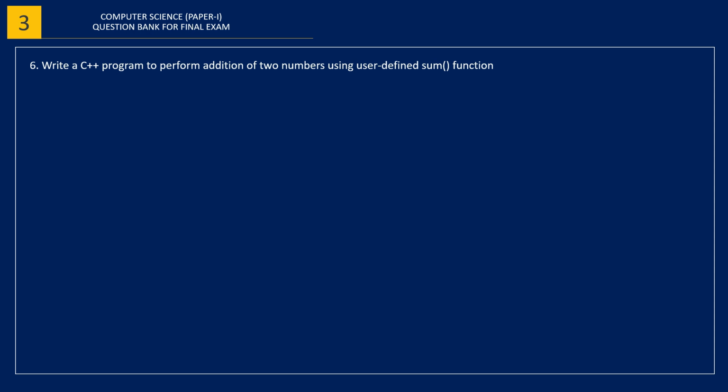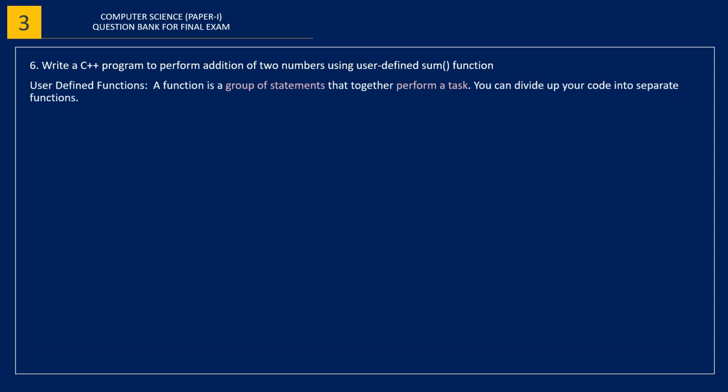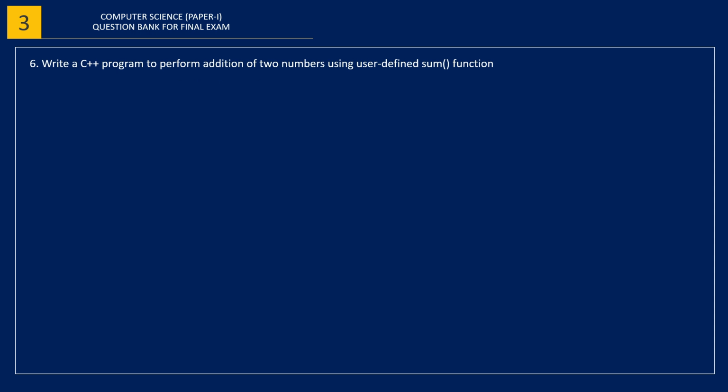So a user-defined function is nothing but a group of statements that performs a task together. You can divide your code into separate functions. There are a few functions which are defined in the library, those are the predefined functions, and we ourselves can define functions as per the requirement.